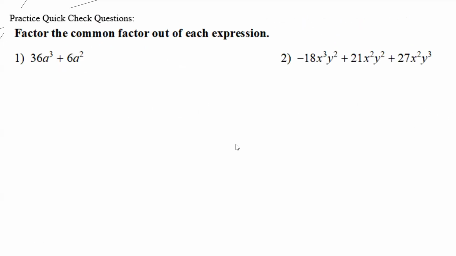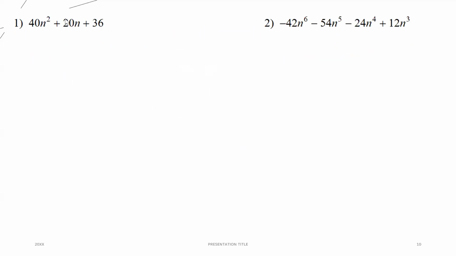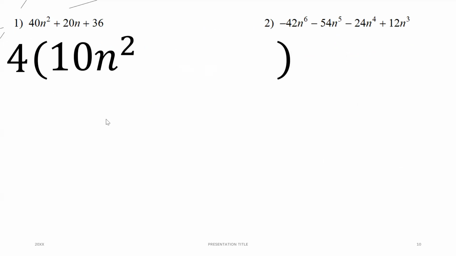Okay, here we go. 40n squared plus 20n plus 36. There was a typo. I had too many examples, so I'm just going to quickly go through this. That would be 10n squared, 5n, 9.